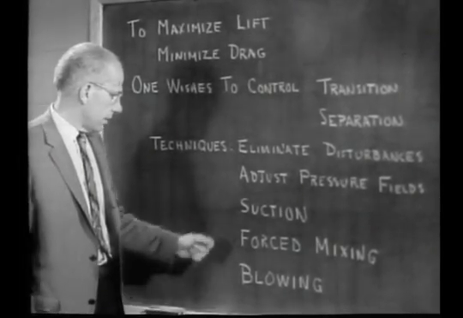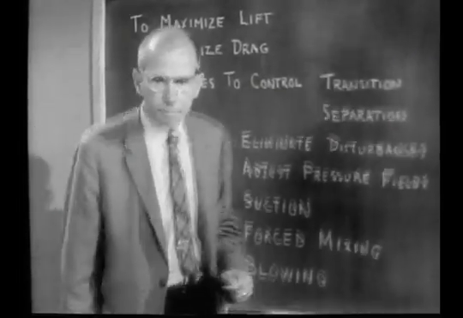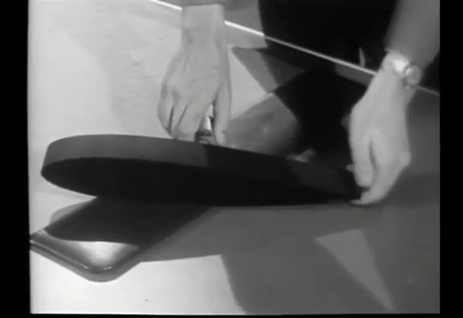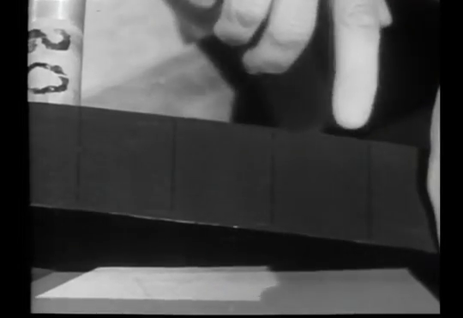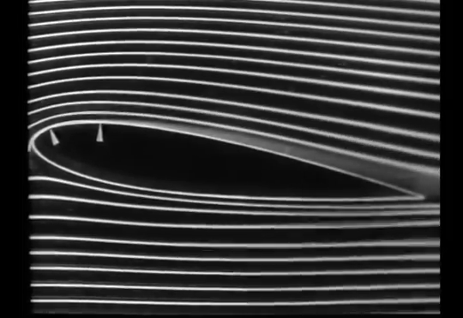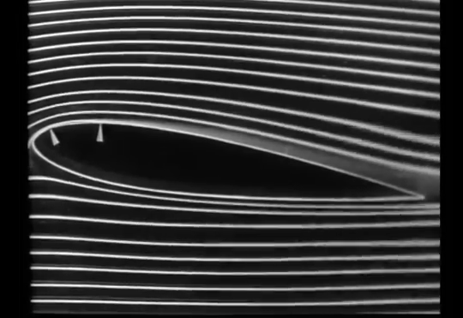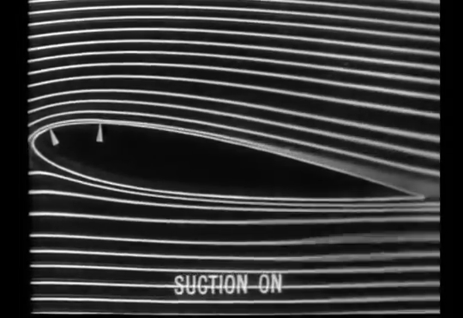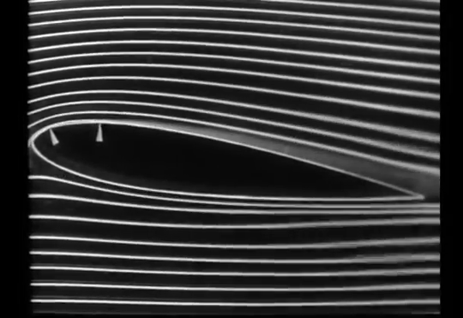A rather different means of stabilizing the laminar boundary layer is the use of suction. Suction may be applied either through porous surfaces or through finite slots, such as these. In this model, the arrows indicate which slots are open, but suction has not yet been applied. Now suction is turned on. Now off.